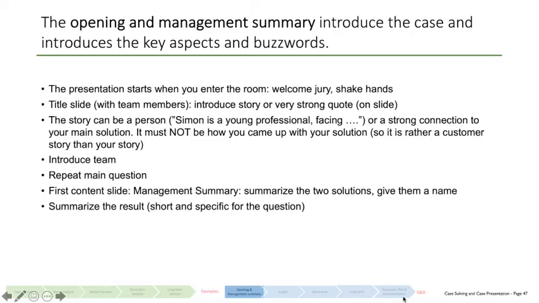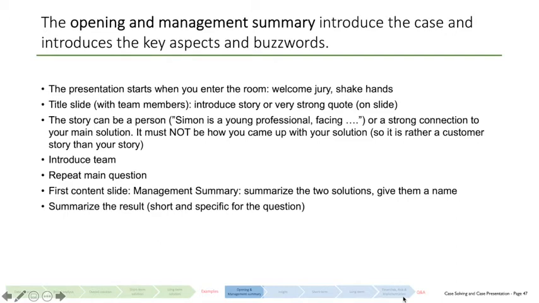You can introduce a story, or you can start with some kind of quote, your own quote, or something that somebody said. If you choose to have a story, it can be a person, for instance, something like: Simon is a young professional facing the problem of, and so on. Then you make your point. Or it can have a strong connection to your main solution. So it can be a story about how the shipping industry evolved, let's say.